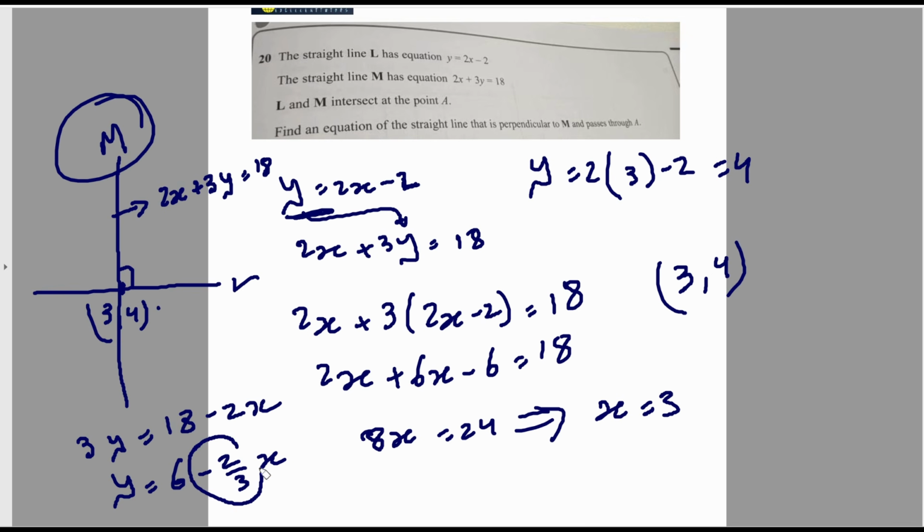So this is the gradient. So the perpendicular gradient is a negative reciprocal, which makes it 3 over 2. So that's the gradient of this line. If I already have the gradient and the point, I can find the equation of the line.